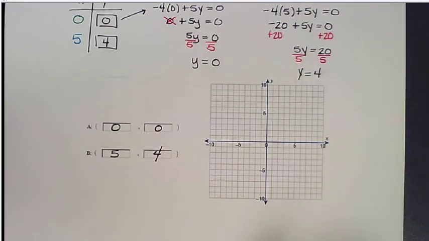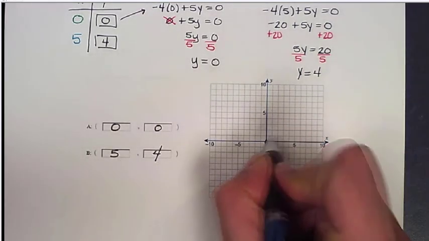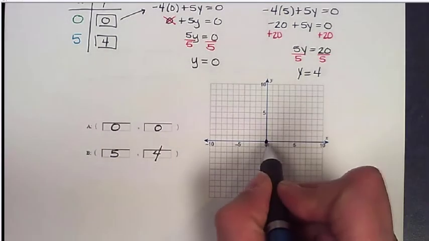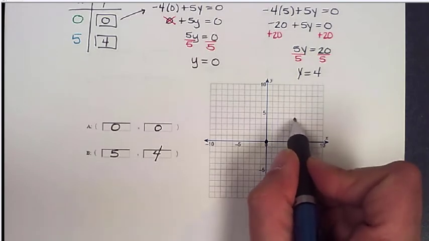So now what I need to do is to graph my 2 points. Well, this point 0, 0, that's just my origin. Remember, that's the point at the center of our graphs where our 2 axes cross each other. And then 5, 4 would be to the right 5 and up 4, so that's my second point.